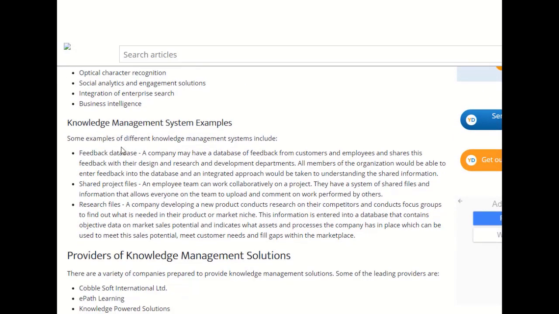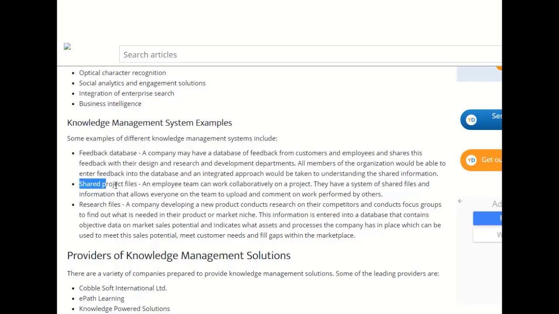So there are some examples of different knowledge management systems. It includes a feedback database. A company may have a database of feedback from customers and employees and share this feedback with their design and research and development departments. All members of the organization should be able to enter feedback into the database, as an integrated approach would be taken to understand the shared information.